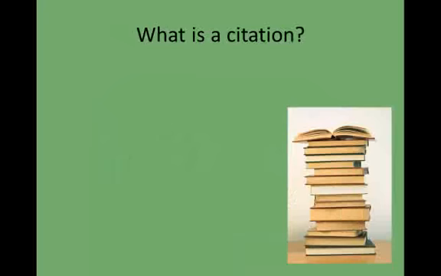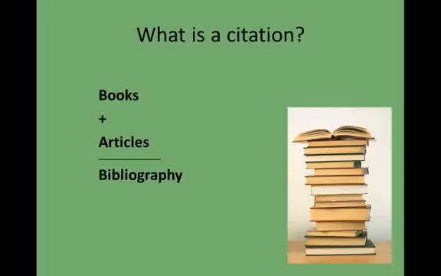A citation is information that points to a specific resource, such as a book or magazine article. When you use several resources for a paper, you will want to save the citations and compile them together at the end of your paper. This is called a bibliography, or list of sources used.